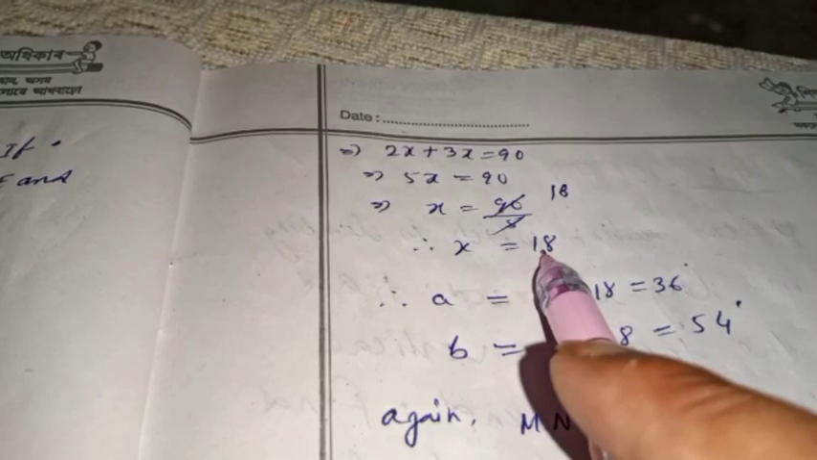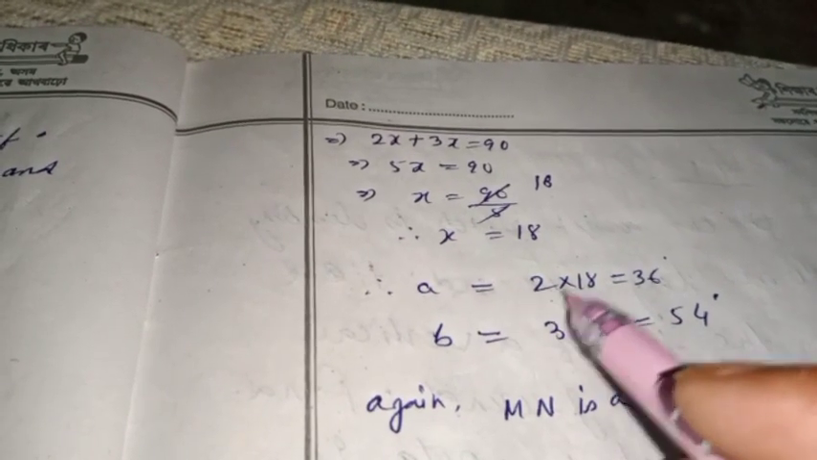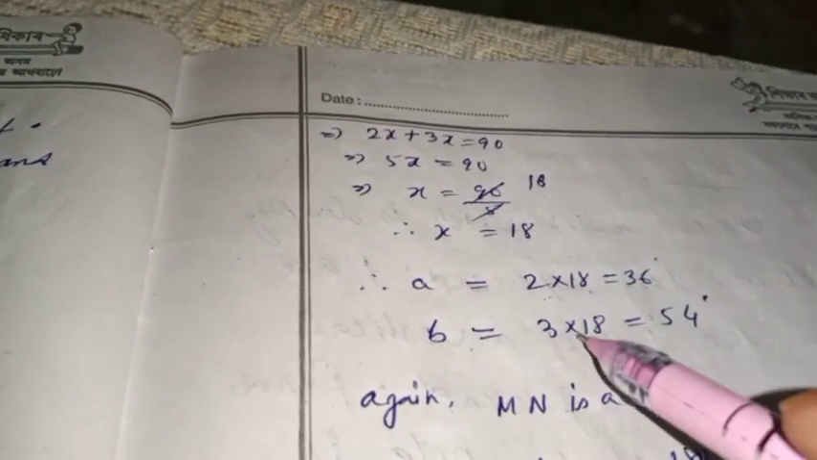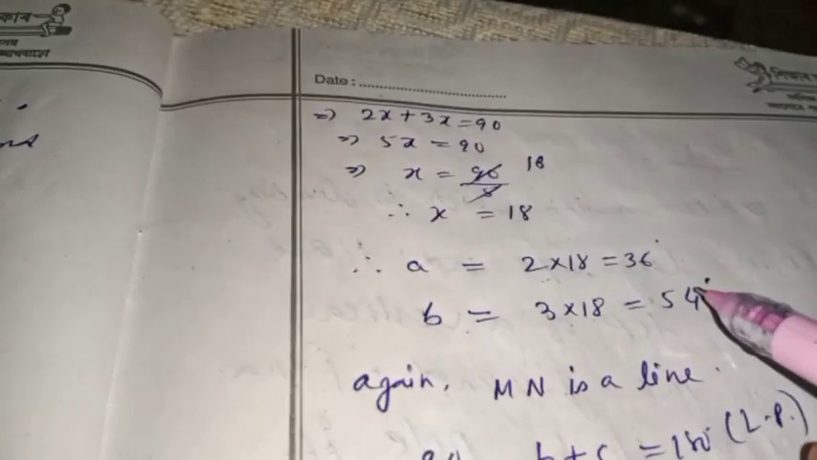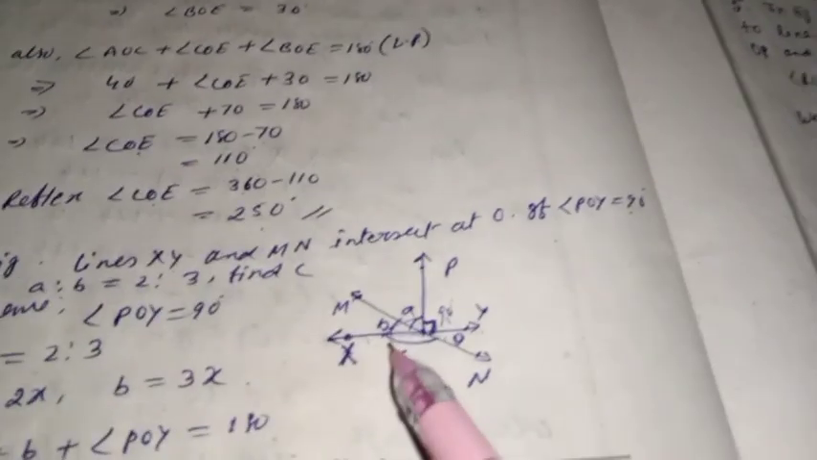Means x is equal to 18. That means A is equal to how much we have taken? Twice x. So 2 into 18, 36. And B is equal to 3x. 3 into 18, 54. Clear? So we got A and B. But what do we need? We need C. So how to find out C?